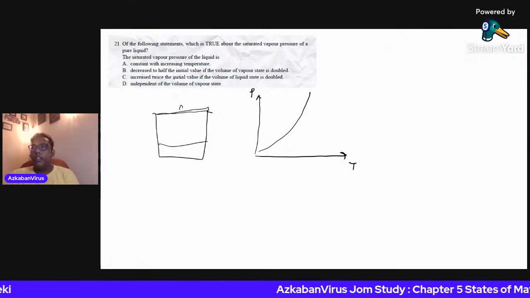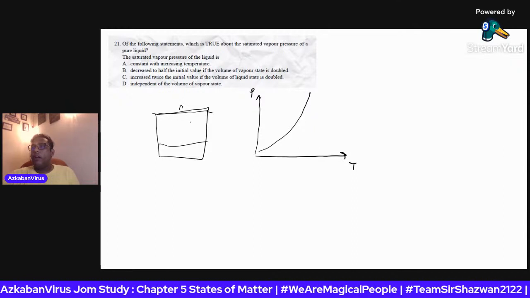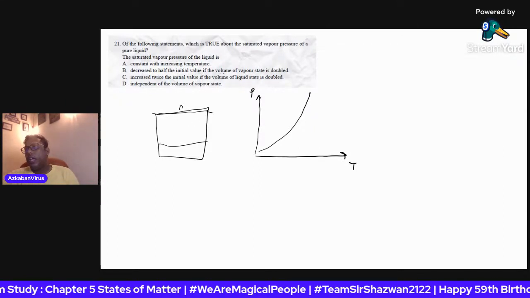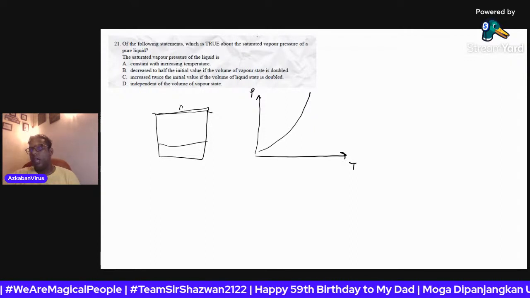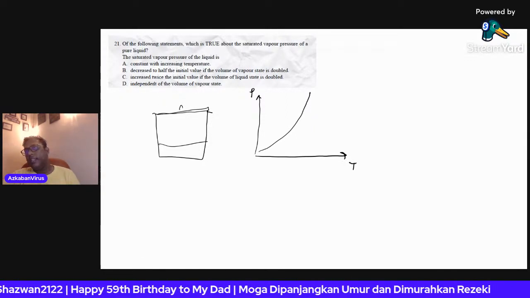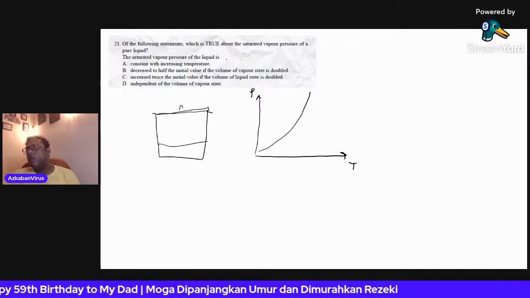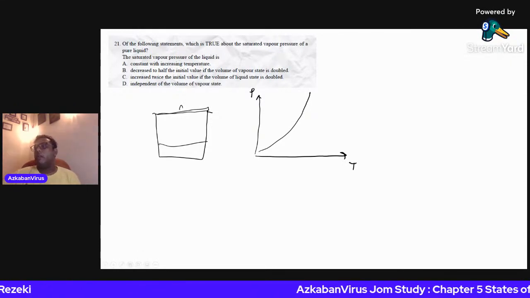Yang kedua, decrease to half of its initial value. No, makin you panaskan, decrease to half initial value if the volume of the vapor state is double. Okay, apa? Tengok next one. The increase twice in the initial value if the volume of the liquid state is double, independent of the volume of the vapor state. Oh, ini.